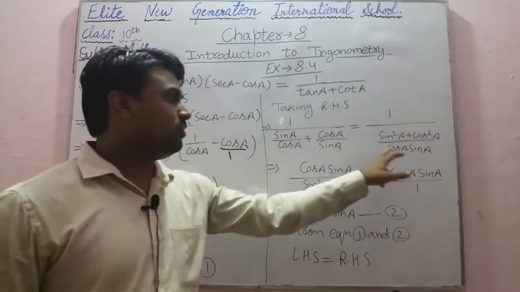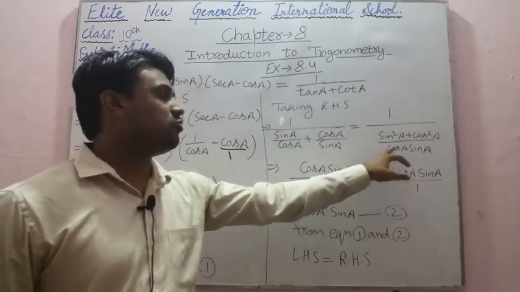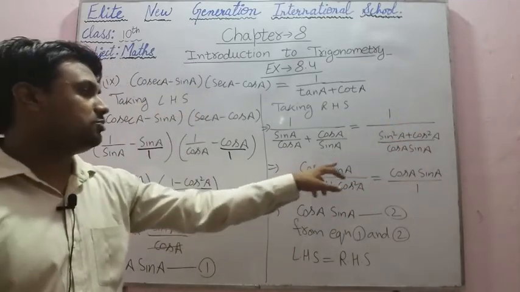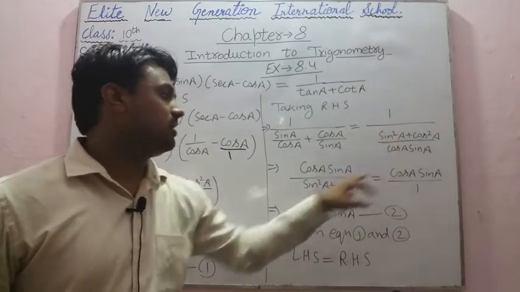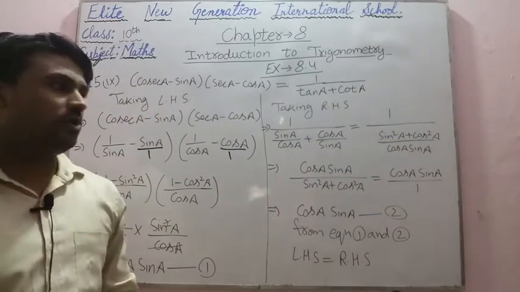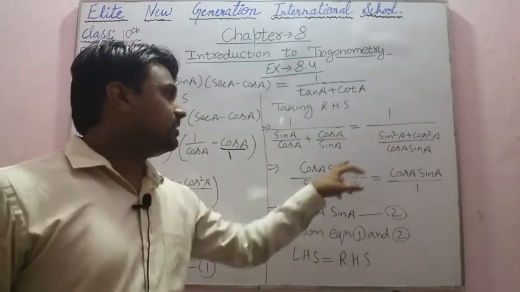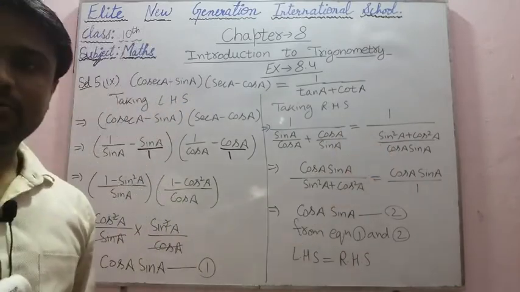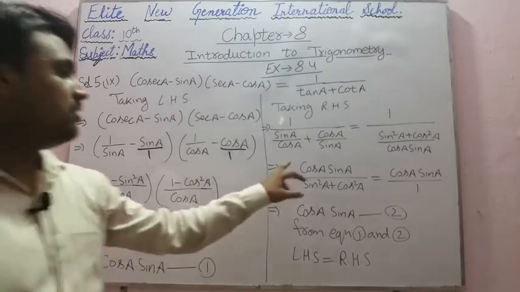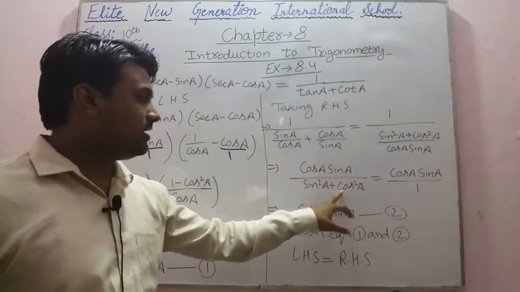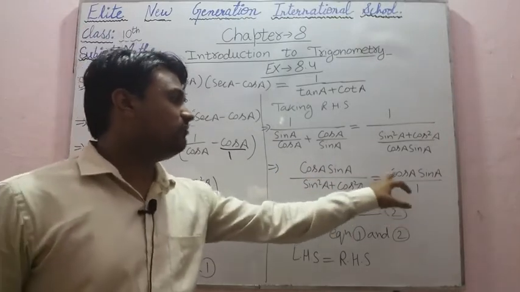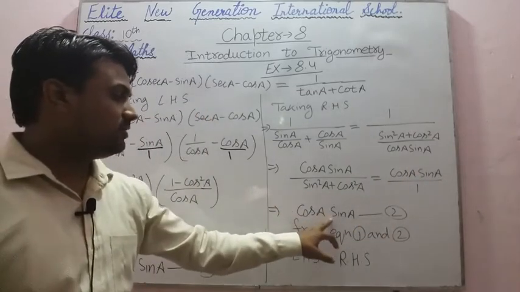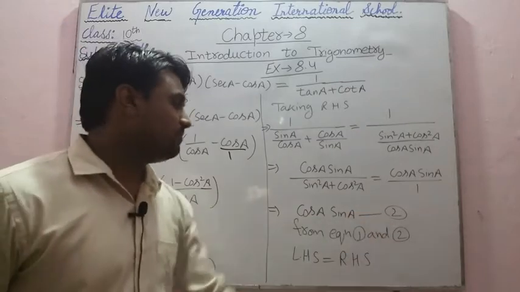Now after this, by doing the reciprocal, this cos a sin a will multiply by 1, so it will become cos a into sin a, upon sin square a plus cos square a. Here sin square a plus cos square a will be 1. So cos a sin a upon sin square a plus cos square a will be cos a sin a. So we can say that cos a into sin a will be equation number 2.